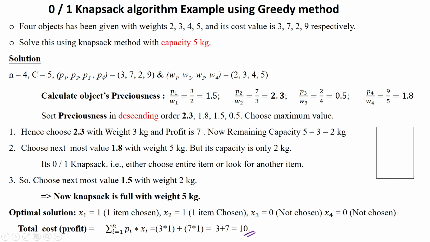Two elements are selected, x1 and x2. Two elements are not selected, x3 and x4. Here 0 means the item is entirely not selected, and 1 means the entire product is selected. That's what indicates the 0/1 knapsack problem.